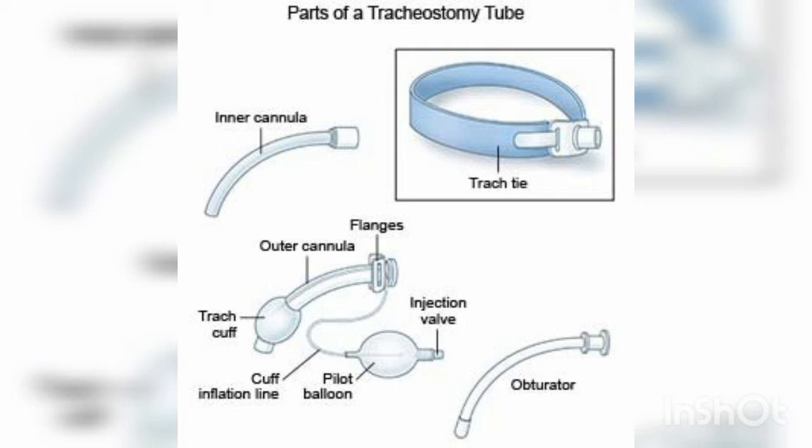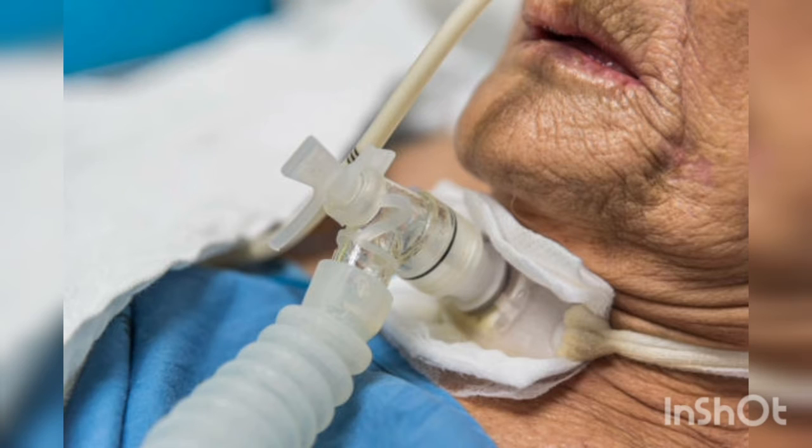An obturator is a small device used to insert a new tracheostomy tube. A speaking valve is a cap that fits over the opening of the tracheostomy tube. There are many different types of speaking valves. As we can see in this photo, this is a patient with a tracheostomy tube.